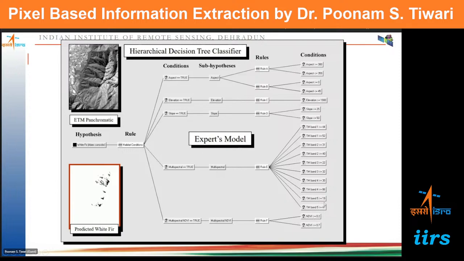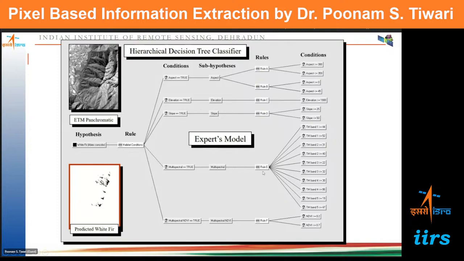TM band 5 should be within 19 to 47. Band 4 should be between 30 to 86. Band 3 should be 22 to 32. Band 2, 31 to 41, 44 to 51. Like this, you have created these rules from the multispectral data.